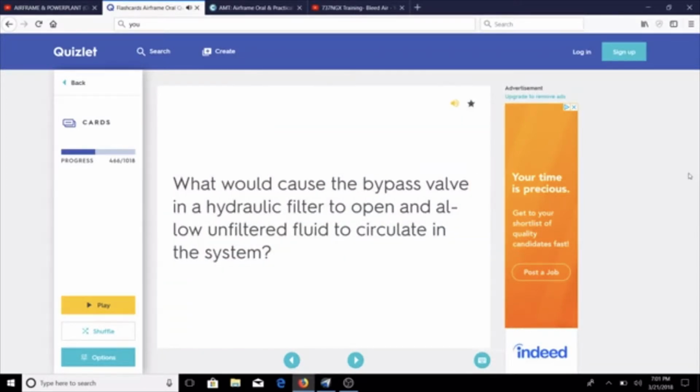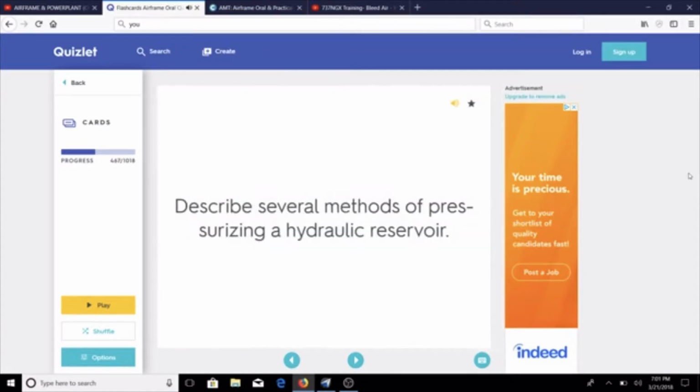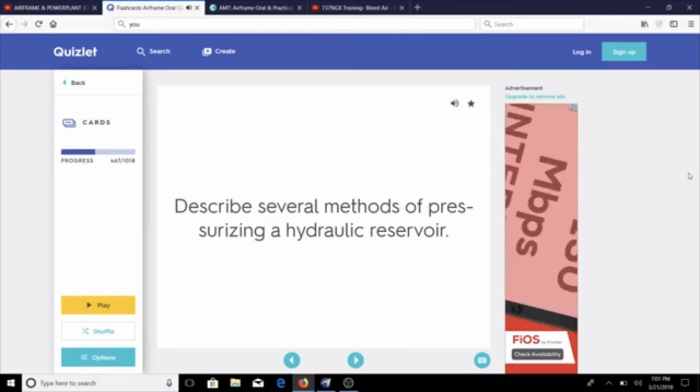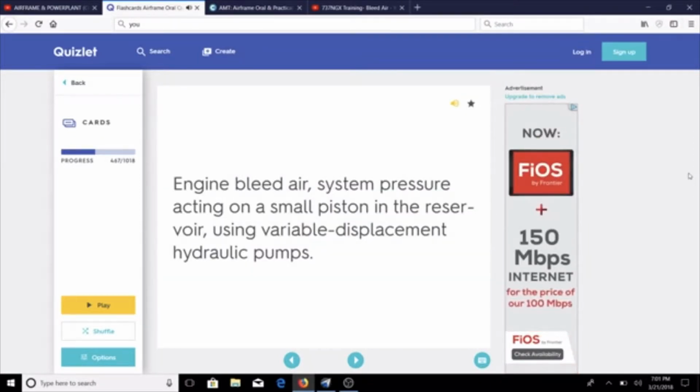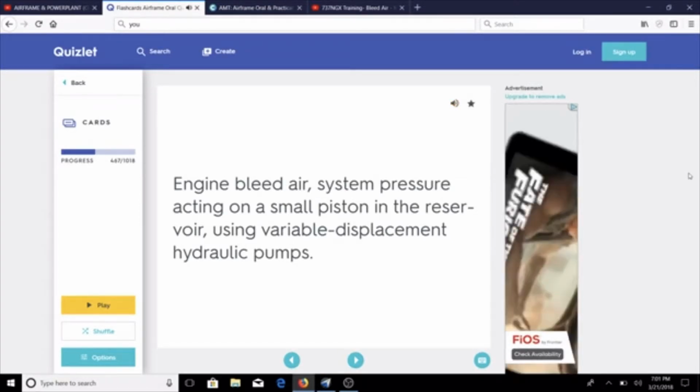What would cause the bypass valve in a hydraulic filter to open and allow unfiltered fluid to circulate in the system? A clogged filter element. Describe several methods of pressurizing a hydraulic reservoir. Engine bleed air system pressure, or system pressure acting on a small piston in the reservoir, using variable displacement hydraulic pumps.